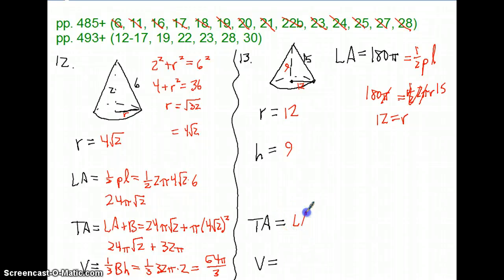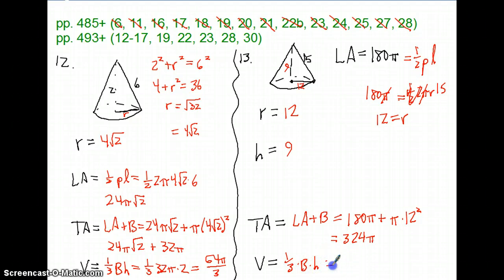Total area is lateral area plus base, which is 180 pi plus pi r squared. That's 144. 144 and 180 is going to be 324 pi. And volume is 1/3. I got about 30 seconds. 1/3 area of the base times the height, which is 1/3 times pi. Area of the base is 144 pi times 9 times a third. That's 432 pi. All right, that's it for this video. I'll see you in a minute in the other one.